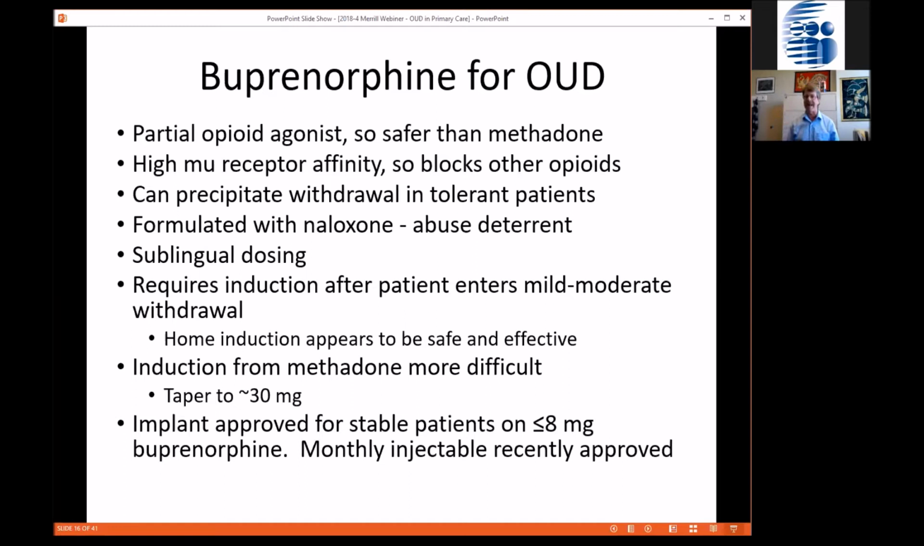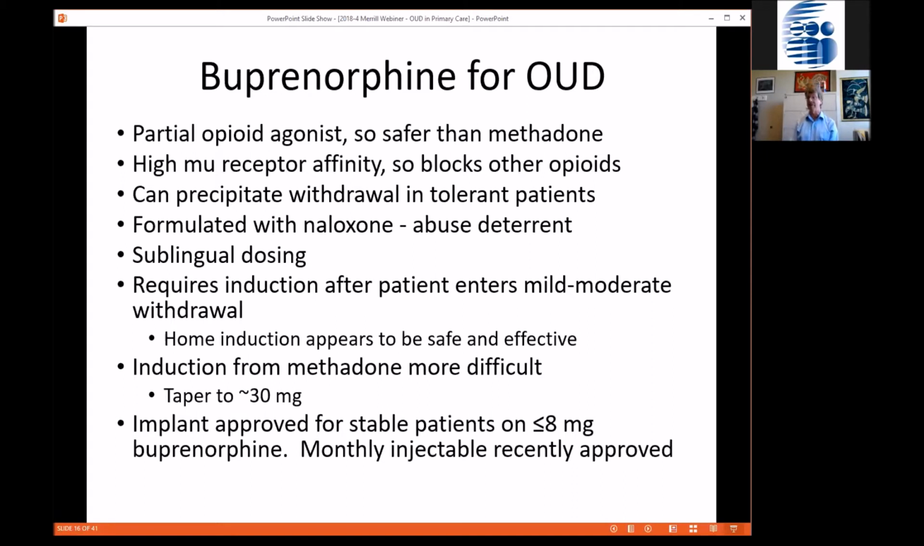There are other formulations of buprenorphine. There's an implant that is approved. You put it in people's arms. You can put up to 4 of them, which is 8 milligrams of buprenorphine. We haven't used it much because people have to be stable on that 8 milligram dose or less, and then they have to get these implants.